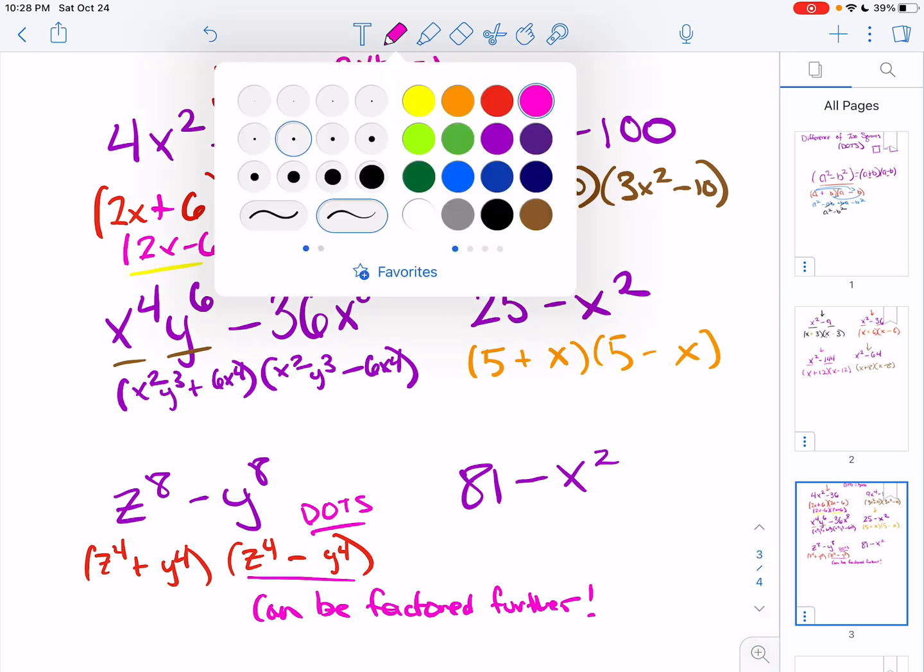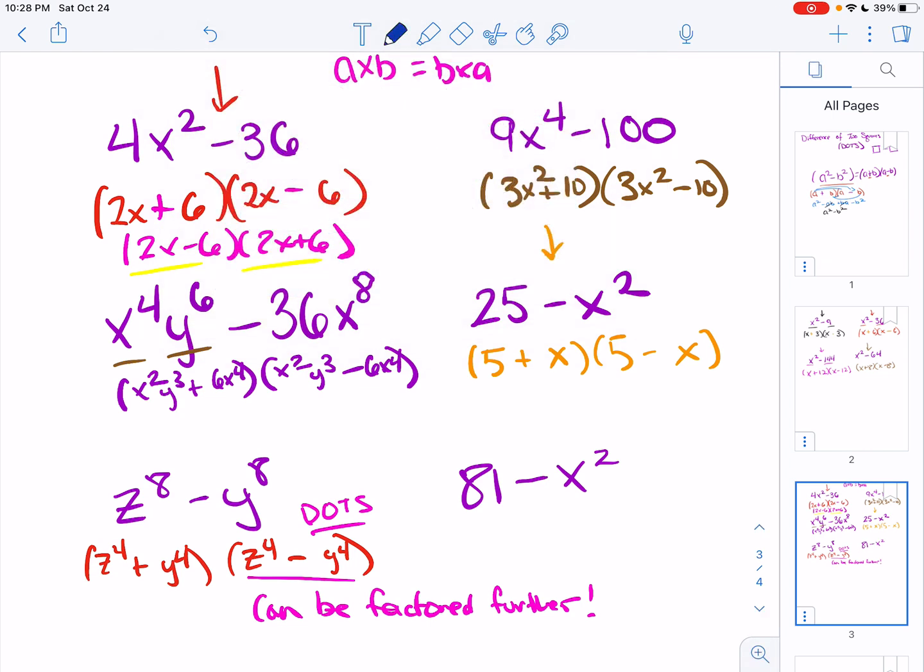So just for the last one, let's take a look. We have 81 minus x squared. It's just like this situation up here, where we can take the square root of 81. Even though it looks backwards, it still works, because we have our difference, and we have our two squares. The square root of 81 is just 9. The square root of x squared is x. And now I just have my plus and my minus, or my minus and my plus. Like I've been saying, it doesn't matter what order we put them in, as long as one's a minus and the other one's a plus.